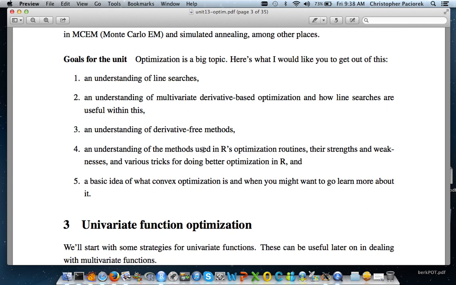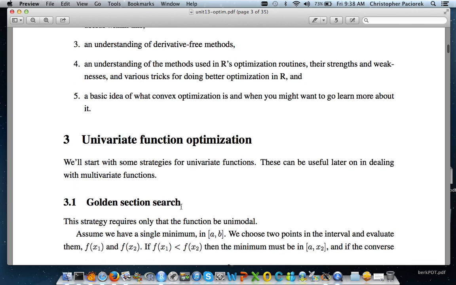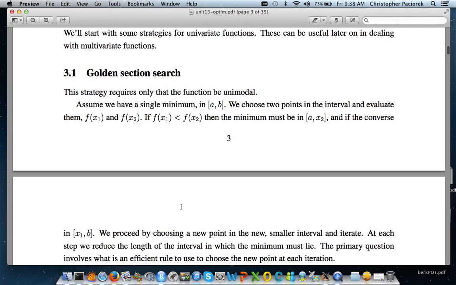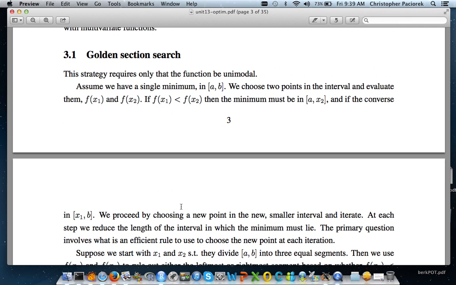So the basic idea for the unit is we want to understand one-dimensional line searches. We want to have some understanding of multivariate methods that do optimization in higher dimensional spaces, either with gradient and derivative information or without using it. And I want you to get some sense for how to do some of these operations in R. I'll also give you a little bit of an idea of what convex optimization is all about. So let's start with univariate optimization, and we're going to start with something called the golden section search.